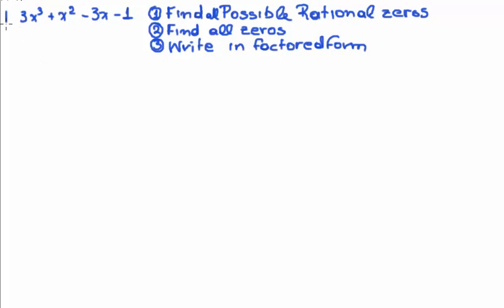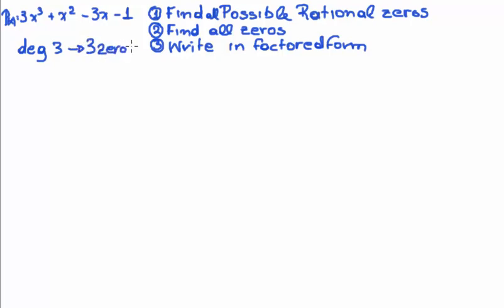We have the following polynomial, and what we want to do now is to find all the possible rational zeros, and then find all the zeros, and then write the polynomial again in a factored form. As you can see, the degree of the polynomial is 3. So this means that we expect 3 zeros.